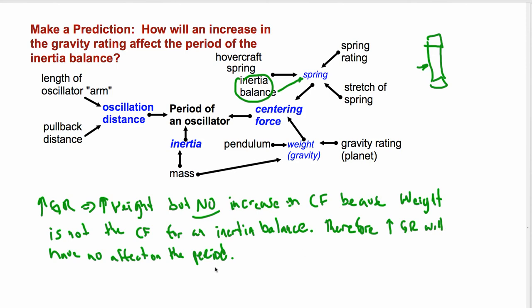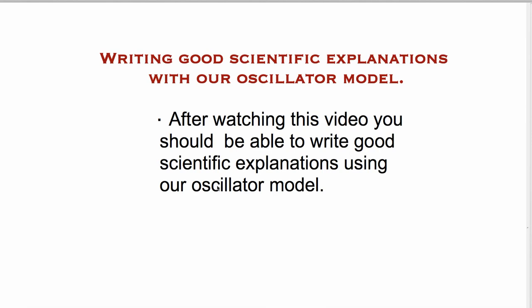And you can imagine writing that out completely in words. Anyway, hopefully, coming back to our main focus here, you're able to write a good scientific explanation now.